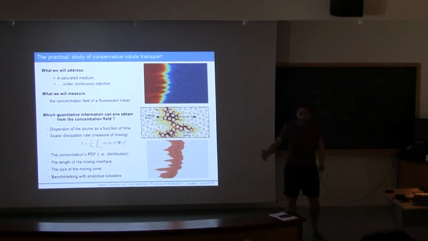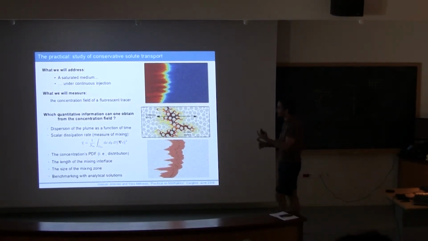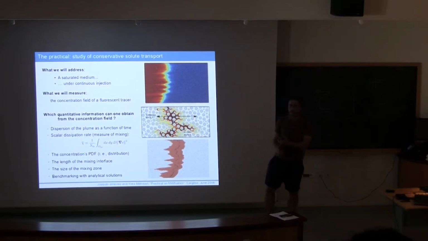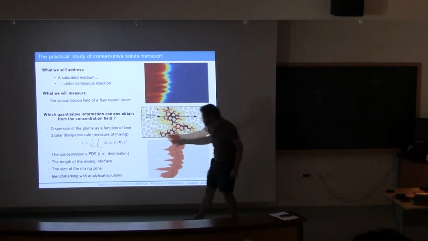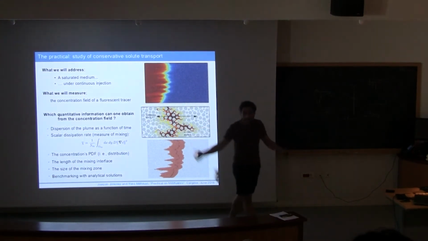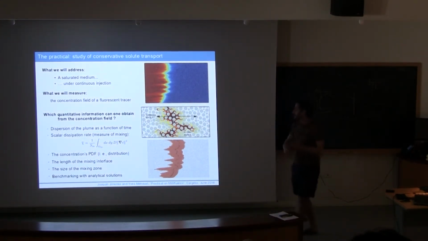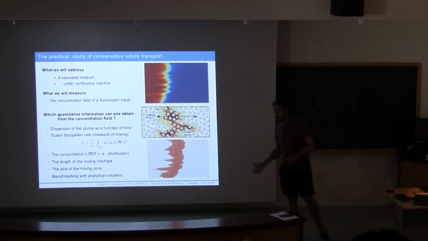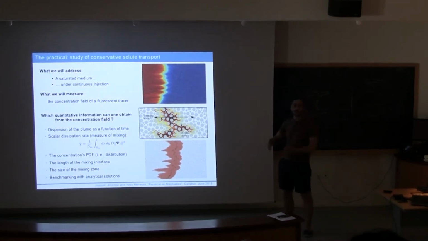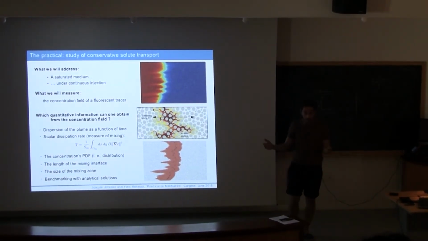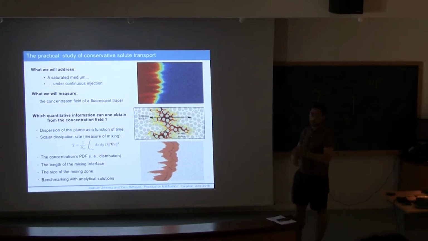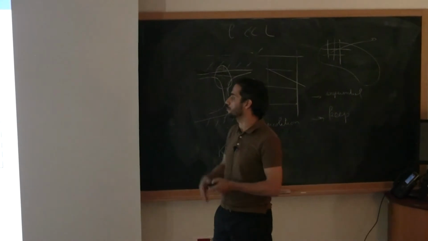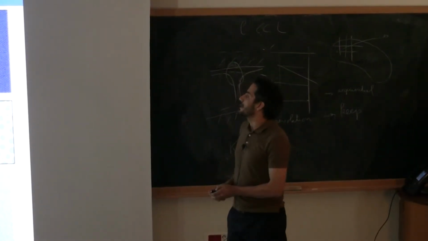And what we can measure there is many different things. We can measure the interface length, we can measure dispersion, we can measure the scalar dissipation rate. If we have very nice images, we can take the derivative to compute the concentration gradients. We can compute the concentration PDF, the mixing interface, many different things. Benchmarking with analytical solutions, if we have a very heterogeneous medium, an error function or a Gaussian distribution doesn't fit the data, so it means that you have non-Fickian transport. You will see that you are able to invalidate the analytical solution.